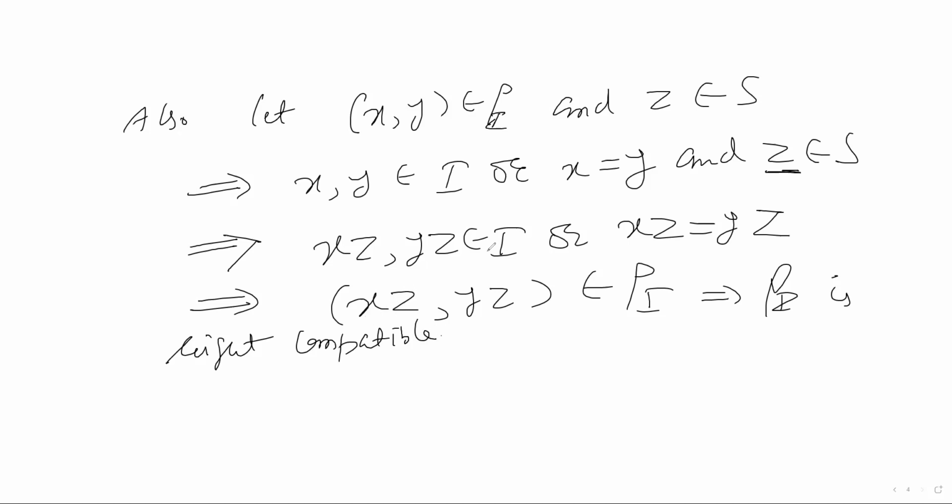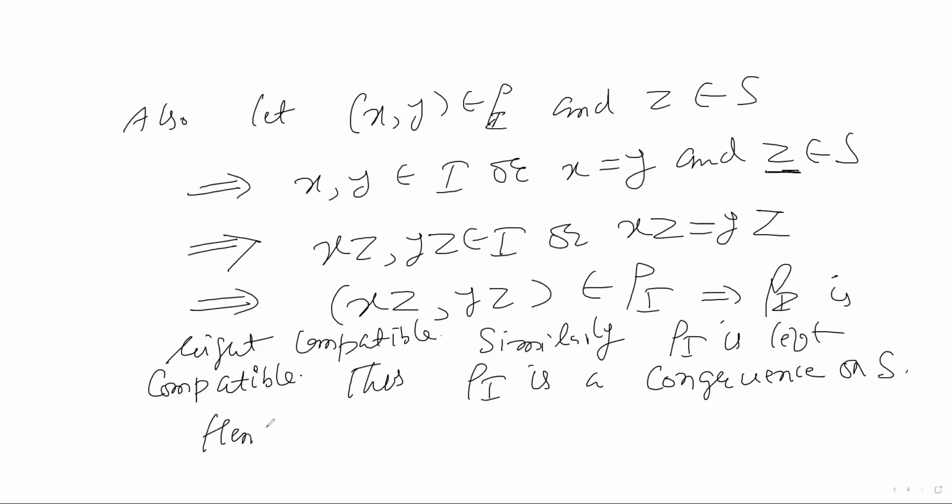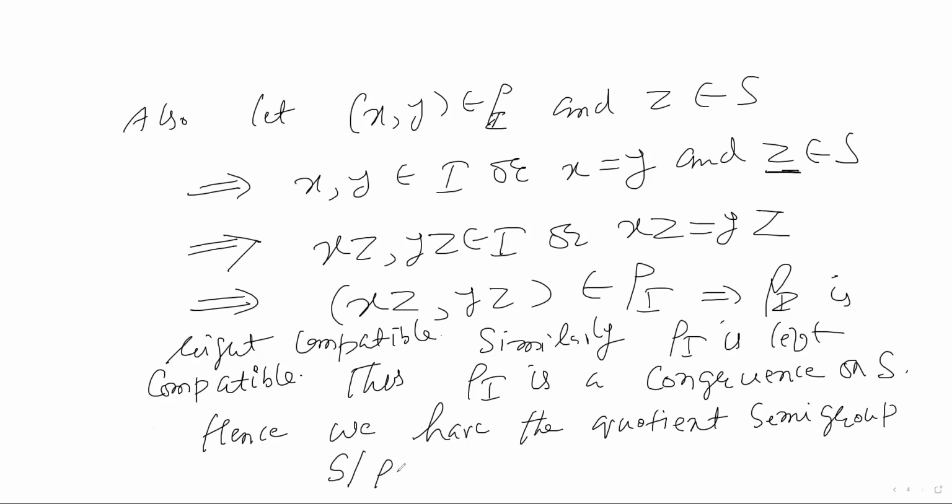Similarly, we can show that rho I is left compatible. So thus rho I is a congruence on S. So once you have a congruence on a semigroup, you can take the quotient semigroup S over rho I. So hence we have the quotient semigroup S over rho I.